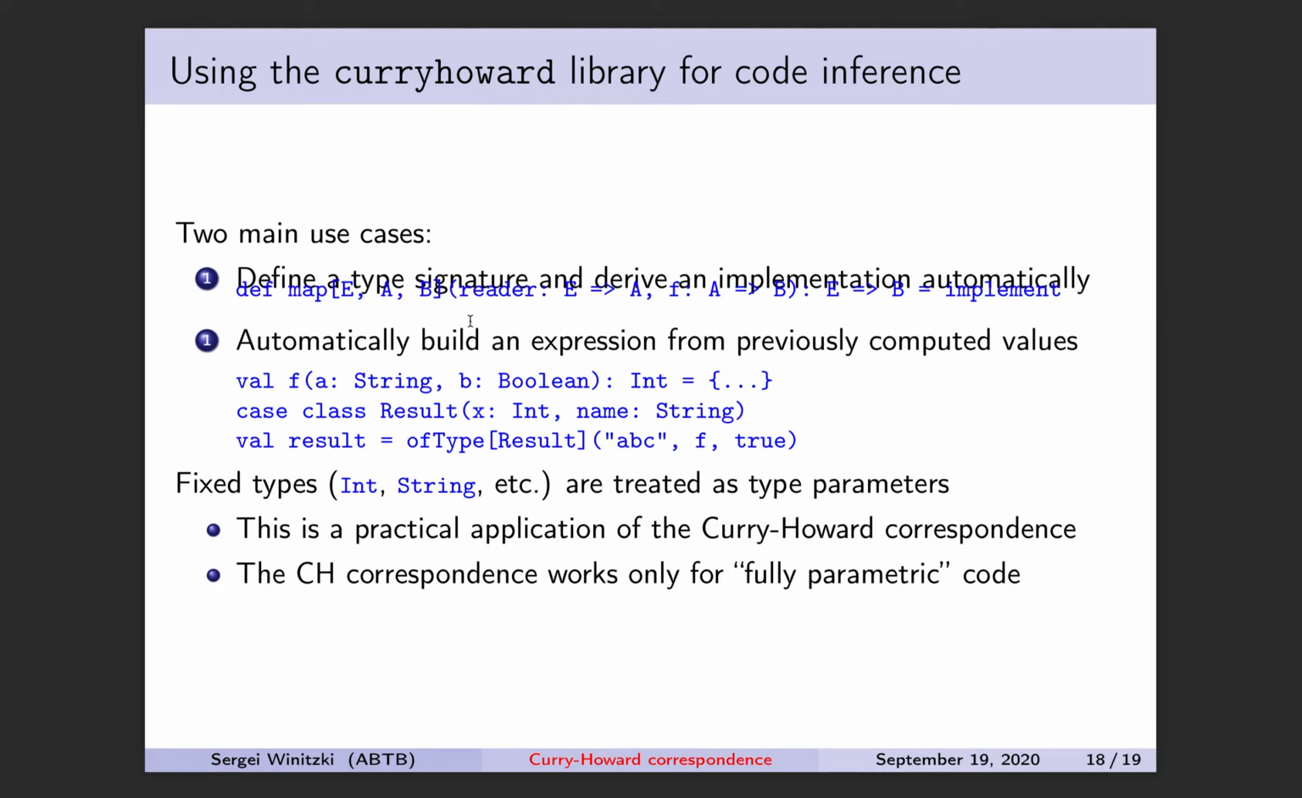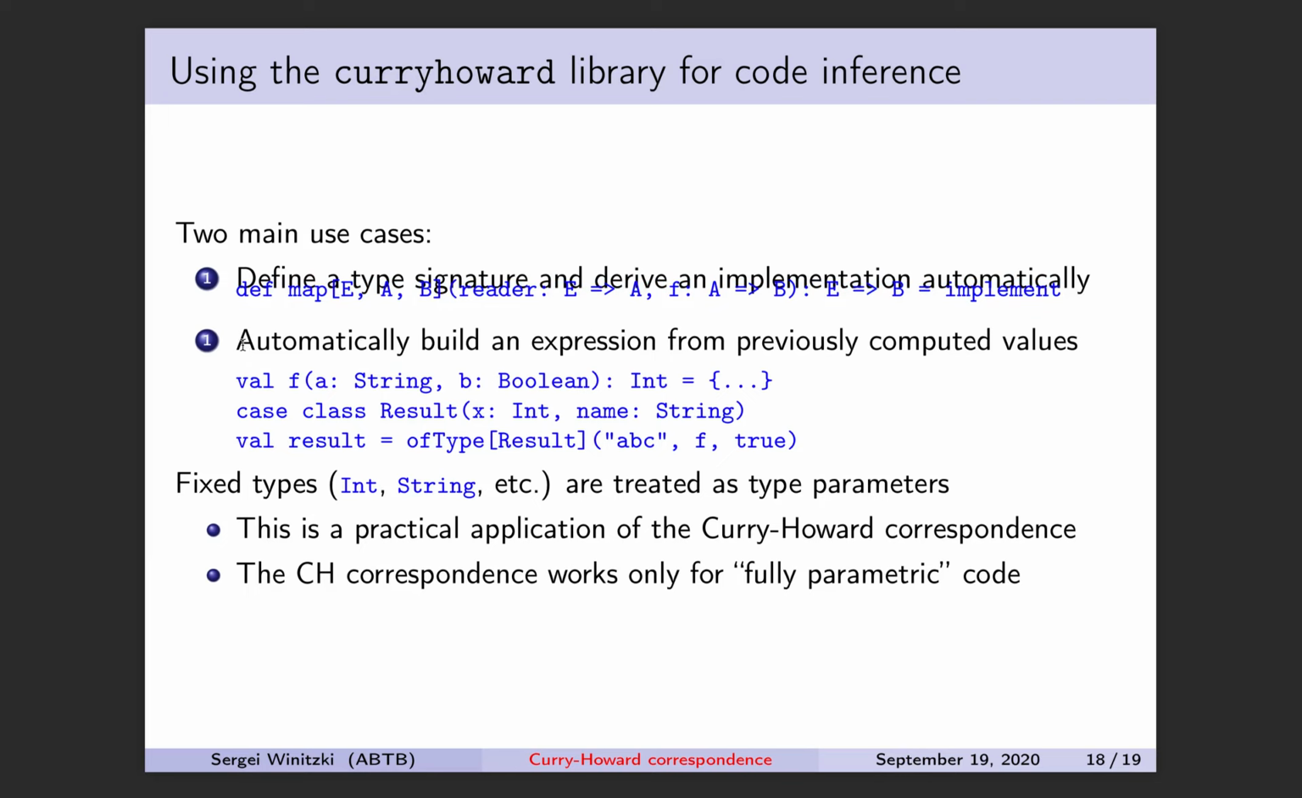So the Curry-Howard library implements this algorithm. It has two main use cases. First, you can define a type signature and you derive an implementation. Let me try to highlight this code. It's hard to see. It's a map function for the reader monad, but in any case, it's a function of a fully parametric kind. It has only type parameters as arguments and as a result. And so then you can implement it automatically.